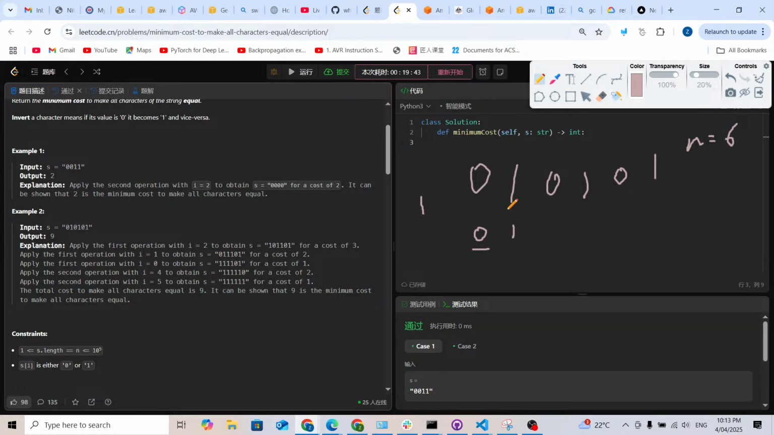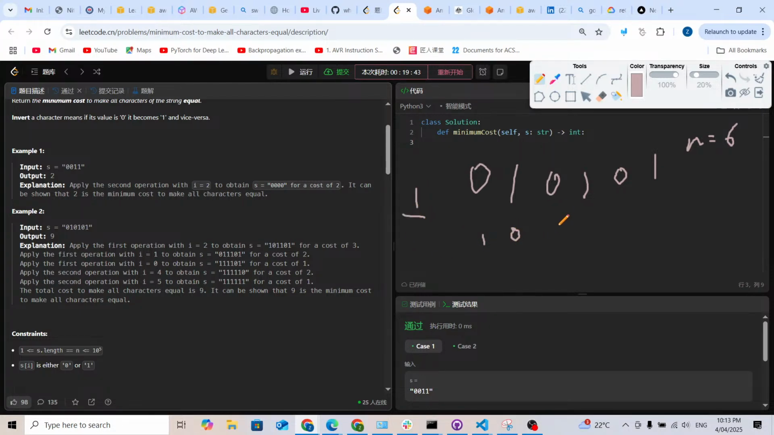So what about the right side? If we turn this 1 to 0, the cost is going to be n minus i. Here i is 1, so 6 minus 1 is 5. So definitely we're going to choose 1 because 1 is the minimum. This means for this operation we're going to invert 0 to 1. So this is going to be 1, and this one is going to be 0, and we have a cost of 1 currently.